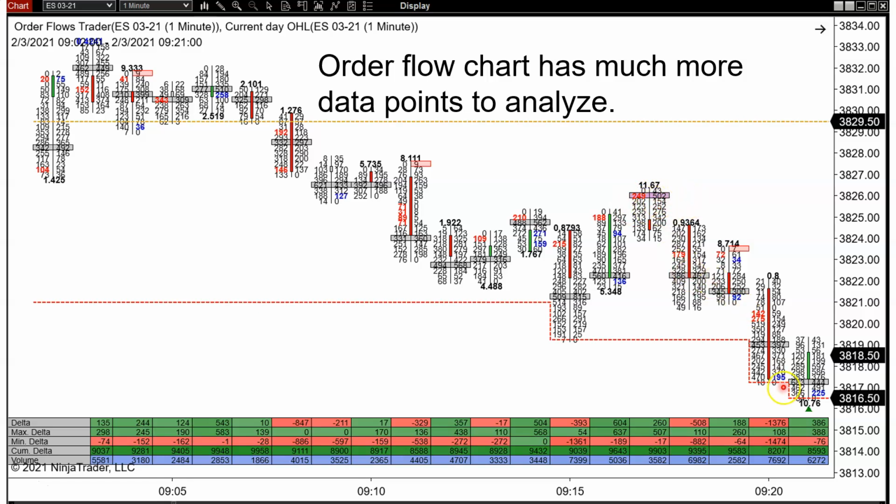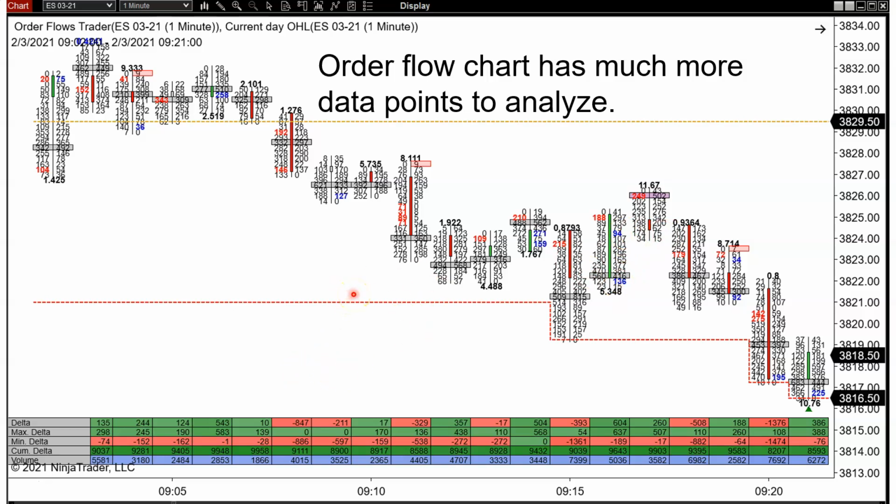Lower, lower, lower, okay? You could look at imbalances. Selling imbalance, selling imbalances, selling imbalance, selling imbalance. You've got a couple of buying imbalances thrown in there as the market tried to recover a little bit, but overall it's negative, right? And that's the beauty of it.